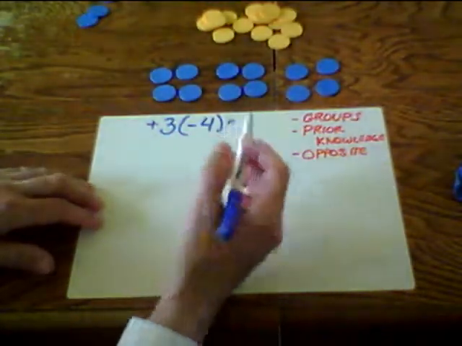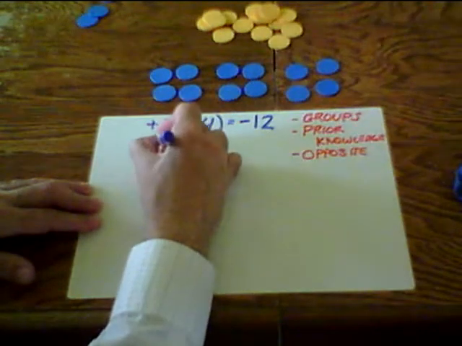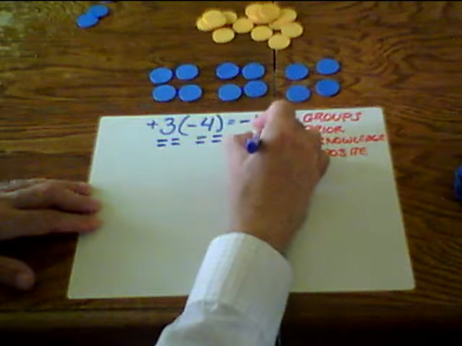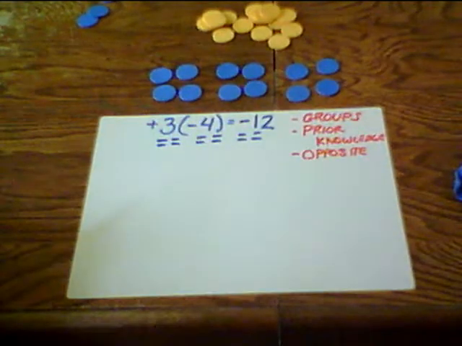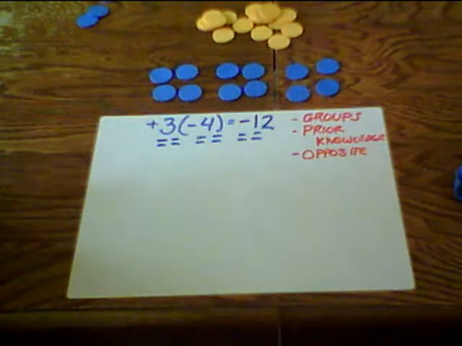Okay, and I can see that the answer is negative 12. 12 negatives, or 3 groups of 4 negatives. There's 1 group, there's 2, and there's 3. And I can say I've got 12 negatives. Okay, now here I'm going to begin to collect my data.